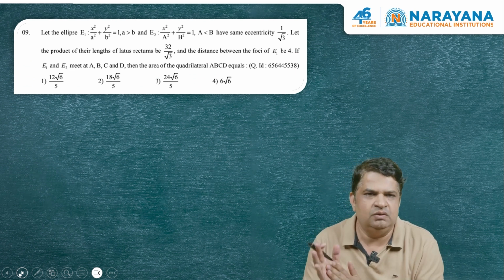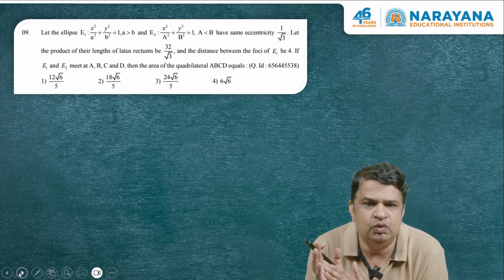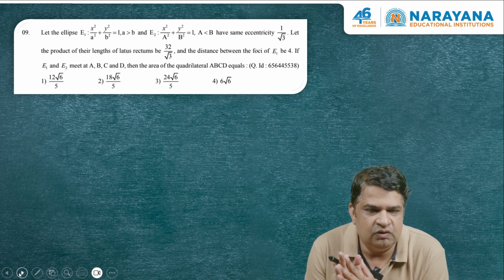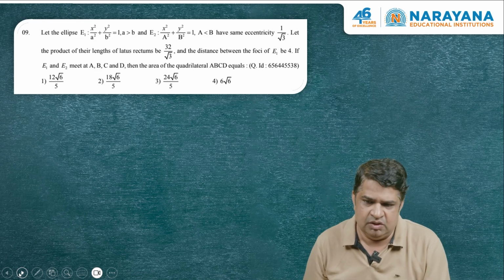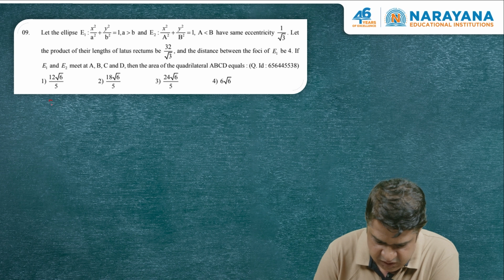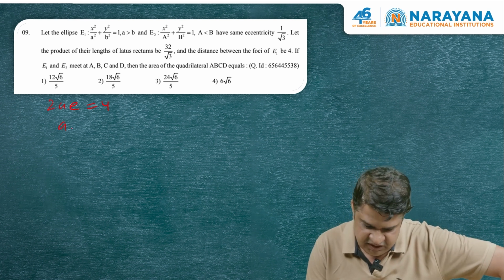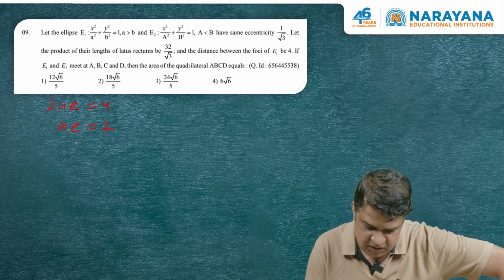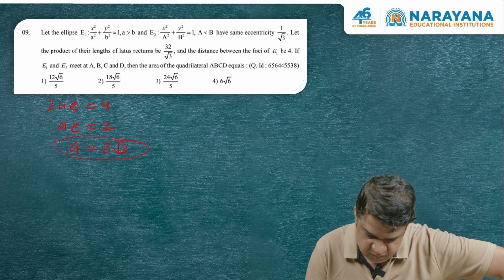Two ellipses are given, one is horizontal ellipse E1, one is vertical ellipse E2, having same eccentricity. Product of their length of latus rectum is given, distance between foci of E1 is given. So, as we know that distance between foci of E1 is 2AE, which is given equal to 4, means AE is equal to 2 and e is 1 by root 3. So, we know A now, that is 2 root 3.